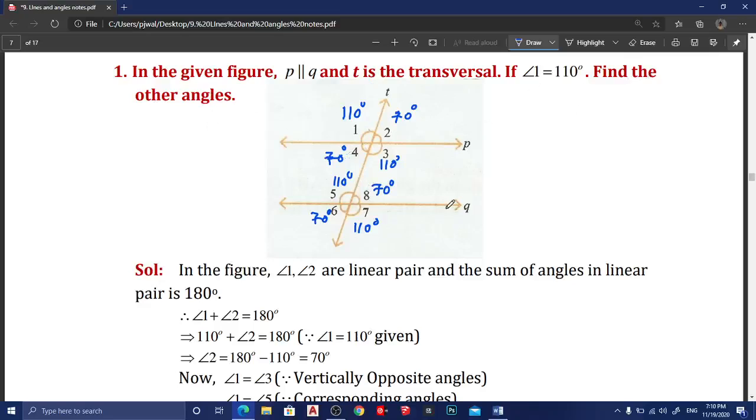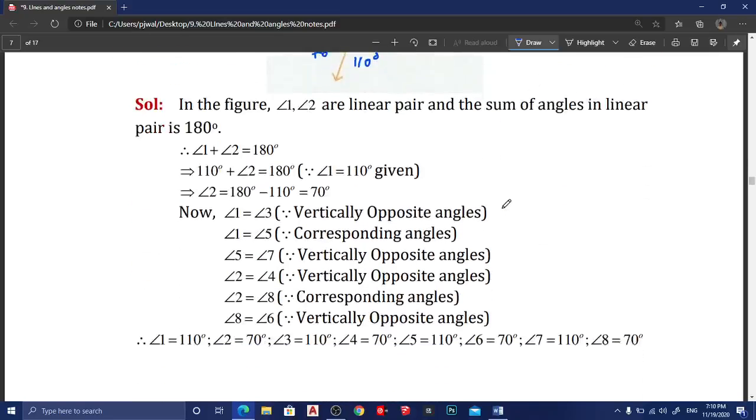Okay, now we have to write these as steps. So after finding this, you can write all these reasons here. Angle 1 is equal to angle 3 because vertically opposite angles. Angle 1 is equal to angle 5 because they are corresponding angles. Angle 5 equal to angle 7 since vertically opposite angles. Angle 2 equal to angle 4 since vertically opposite angles. Angle 2 is equal to angle 8 since corresponding angles. Angle 8 equal to angle 6 since vertically opposite angles. So by using these reasons, you can write all the angles as a list like this.